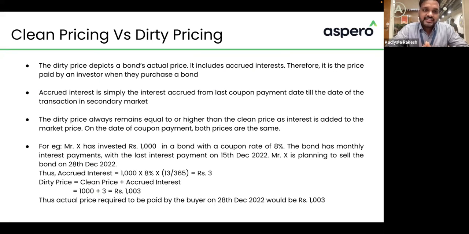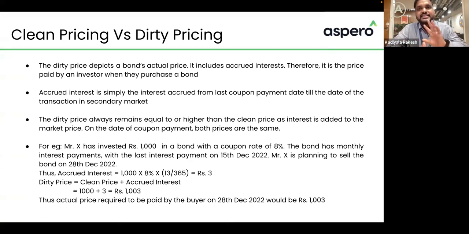So the dirty price depicts a bond's actual price. It includes accrued interest. Therefore, it is the price paid by the investor when he purchases a bond. Accrued interest is simply the interest accrued from the last coupon date till the date of the transaction in the secondary market. I'll cover this accrued interest in detail in the coming example. The dirty price always remains equal to or higher than the clean price as interest is added to the market price. On the date of the coupon payment, both prices are the same.